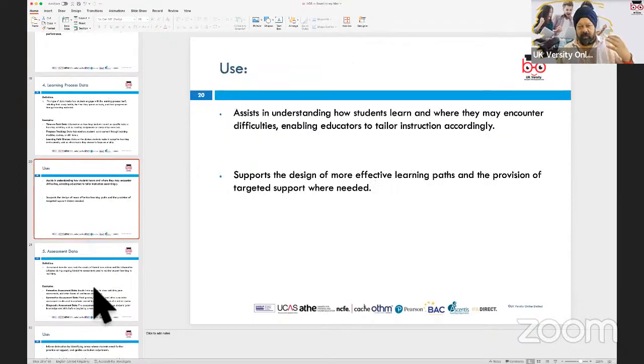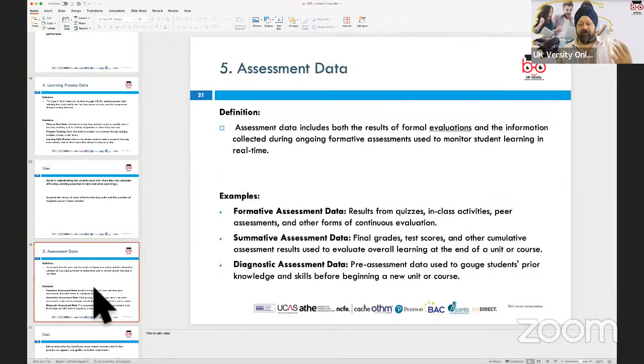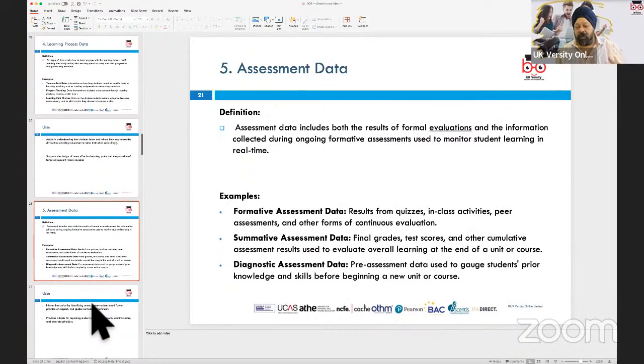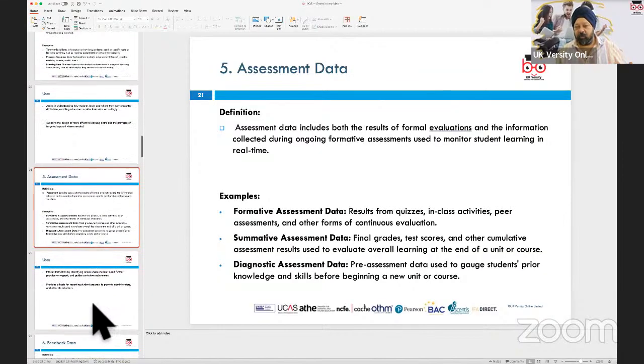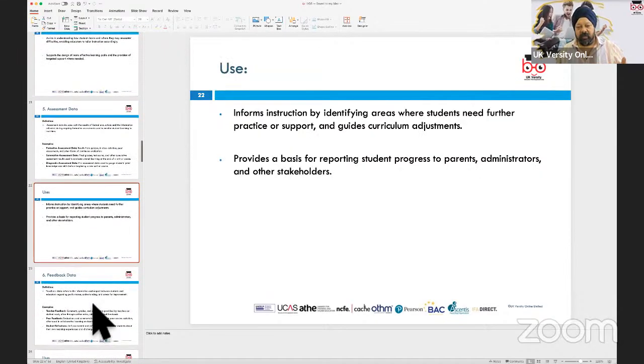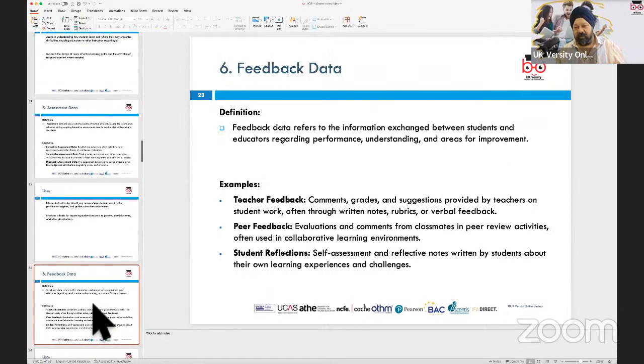So I won't go into details of everything, but there are different forms of data that I've taken up here. Assessment data would be more from the point of view of colleges and higher education institutions, wherein it is coming out of formative or summative feedback, which is like assignments, or diagnostic data, which is initial assessments. And that also allows teachers to keep track of the progress of students in terms of how they are faring in the qualification.